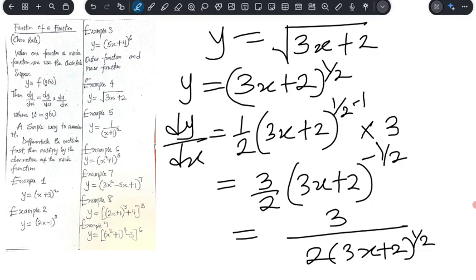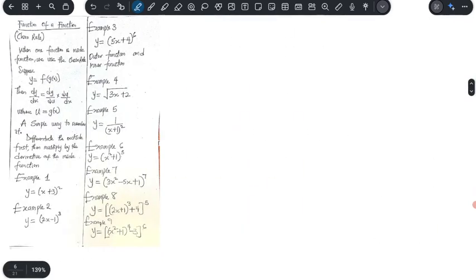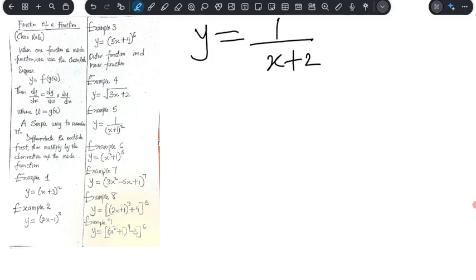So let's also go to example 5 under the function of a function. In example 5, we have y is equal to 1 over x + 2, x + 1.